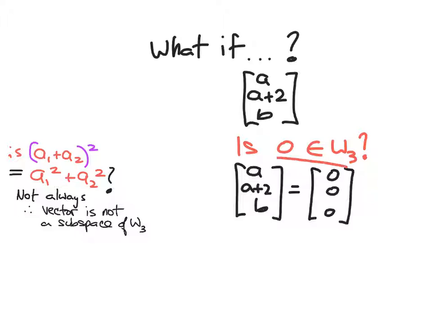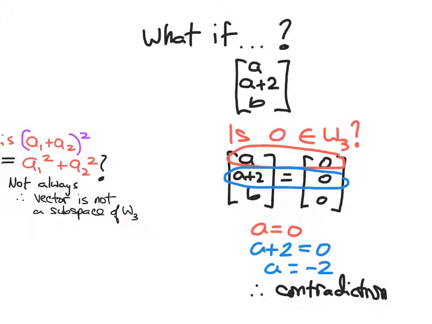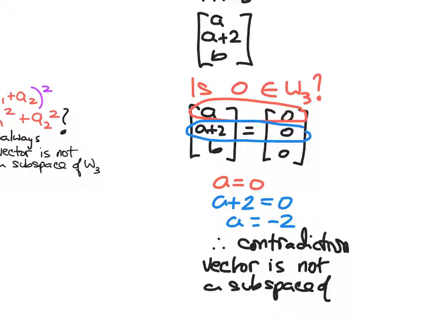So in my first computation, well, it's not even really a computation, I get A equals 0. For the second one, I get A plus 2 equals 0, which means A is equal to -2. Well, A can't be two different things at the same time, so this is a contradiction. So the vector is not a subspace of W3.